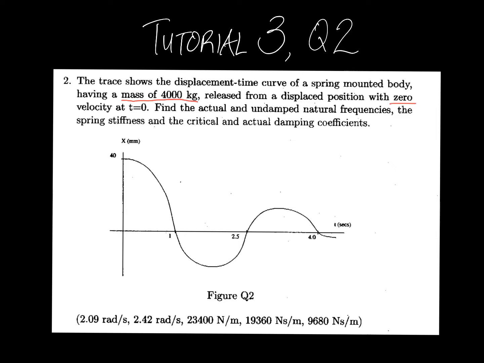So let's just highlight the key words here. We are asked to find the actual and the undamped natural frequencies. So this actual will be omega d. Undamped natural frequencies, we will have omega n. The spring stiffness, which will be k. And the critical and actual damping coefficients, which will be C0 and C. Okay?